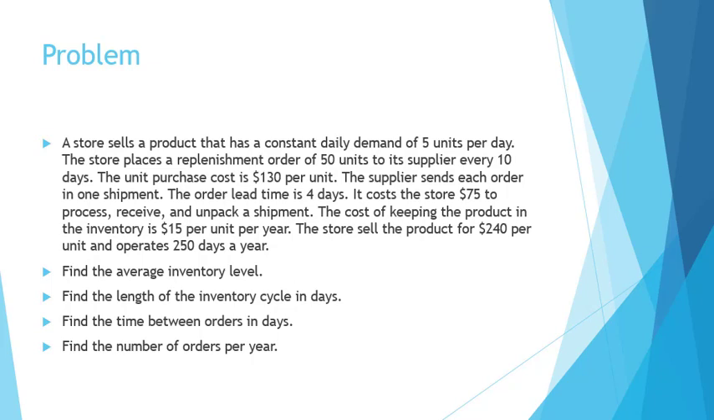The cost of keeping the product in inventory is $15 per unit per year. The store sells the product for $240 per unit, and it operates 250 days a year. We will calculate several characteristics, including average inventory level, the length of the inventory cycle, the time between orders, number of orders, and more.